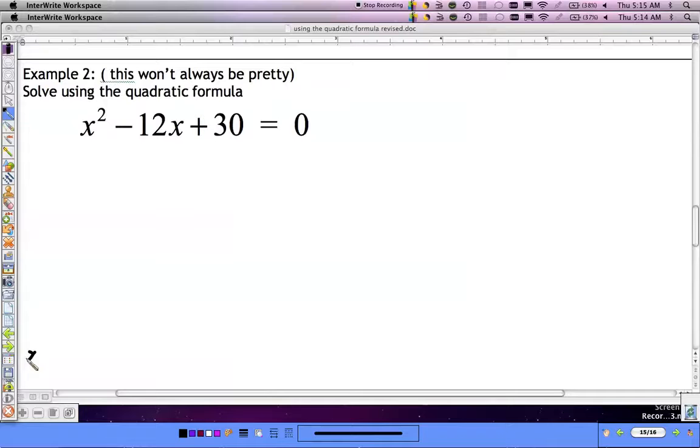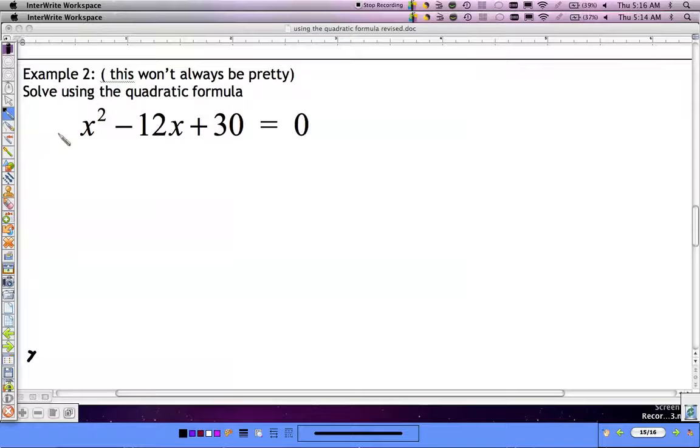So example 2. Not everything is always going to work out to a nice integer value. Most of the time, in terms of being in Algebra 1, it will, but not everything always will. So this is going to be an example of something we call an irrational root. An irrational root means that when you have that radical, it's not going to simplify down at all.